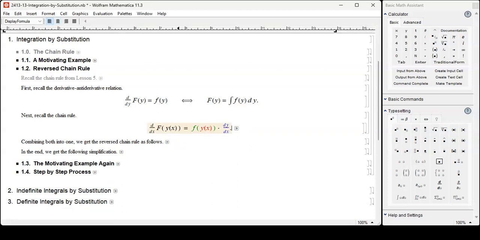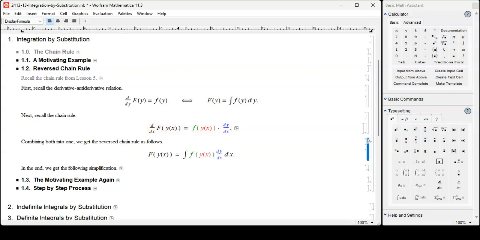So this is a chain rule expression, and that corresponds to the left-hand side of this. Now let's re-express that like this on the right-hand side using the integral notation. If you do that, you're going to get this.